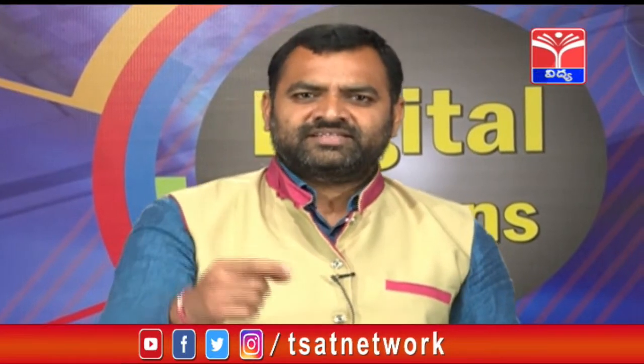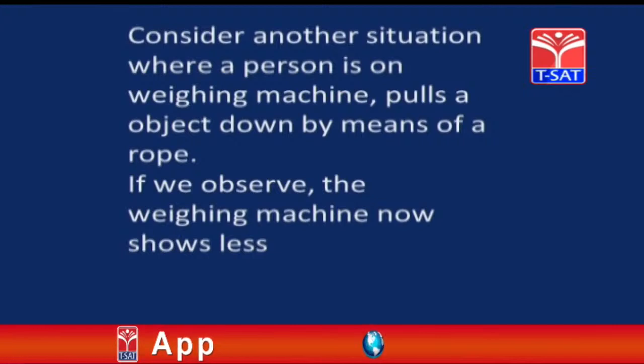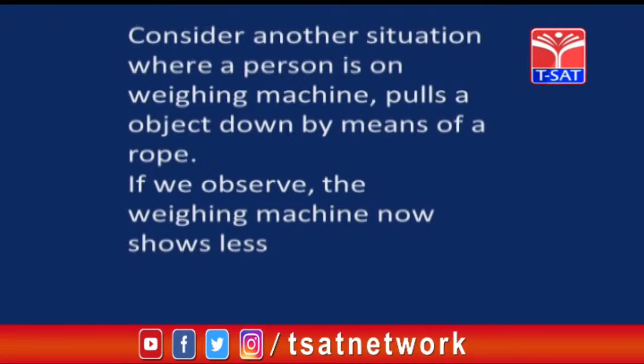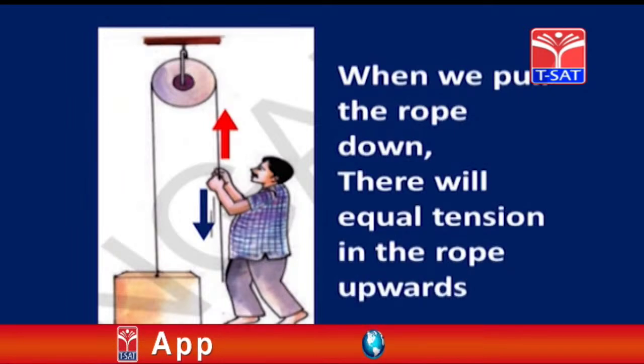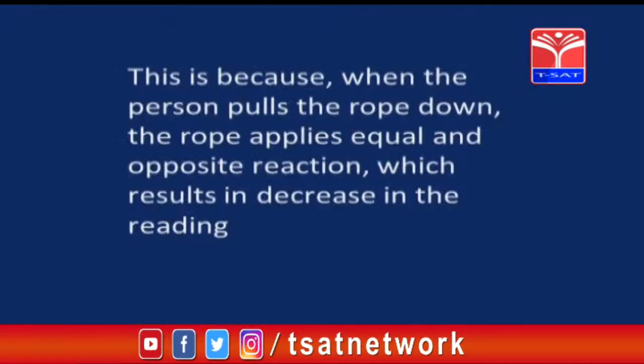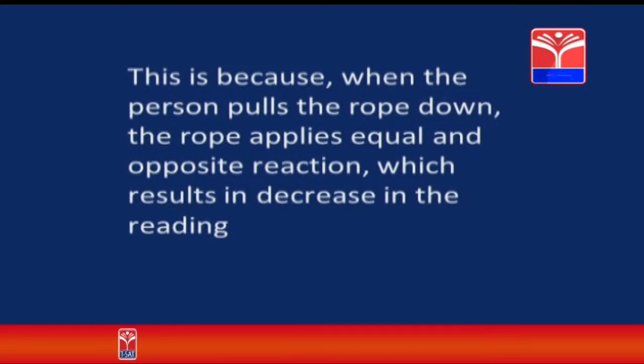We can see another example. Consider a situation where a person is on a weighing machine. He pulls an object down by means of a rope. If we observe, the weighing machine now shows less reading. This is because the person was pulling the rope down and he is applying a force downwards, and the rope applies force on the person upwards, and thereby his weight on the weighing machine is recorded less. This is because when the person pulls the rope down, the rope applies equal and opposite reaction, which results in the decrease in the reading.